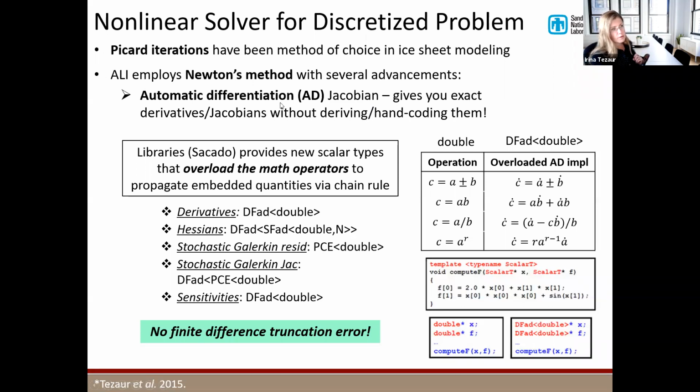So AD is an approach that gives you exact derivatives and Jacobians without having to take the time to derive and hand code them, okay? This is essentially based on the chain rule and kind of freshman calculus. So a lot of libraries are available for AD.